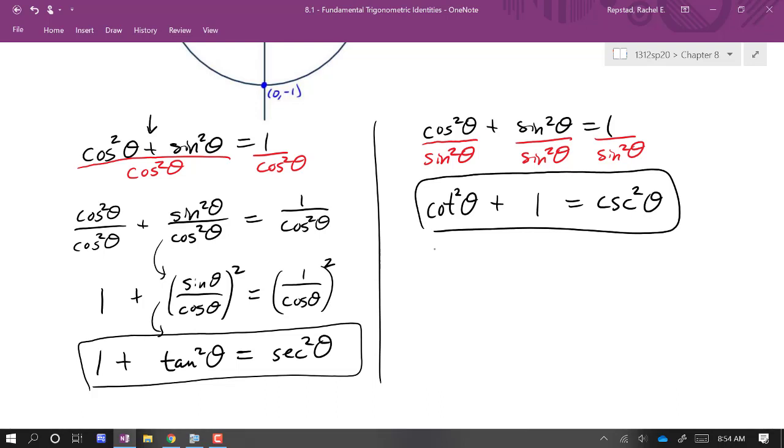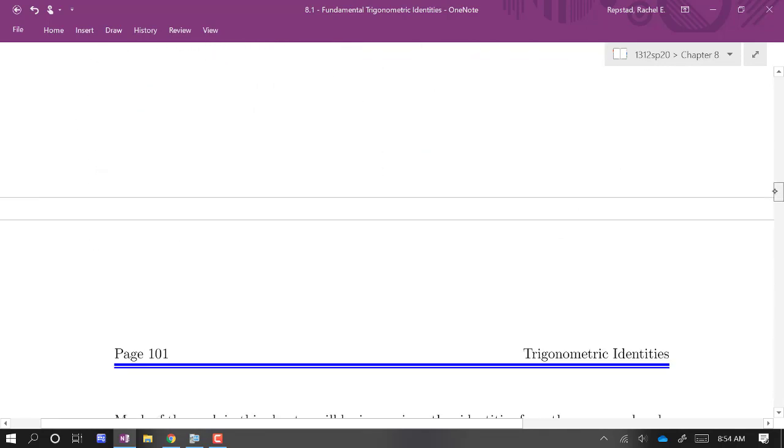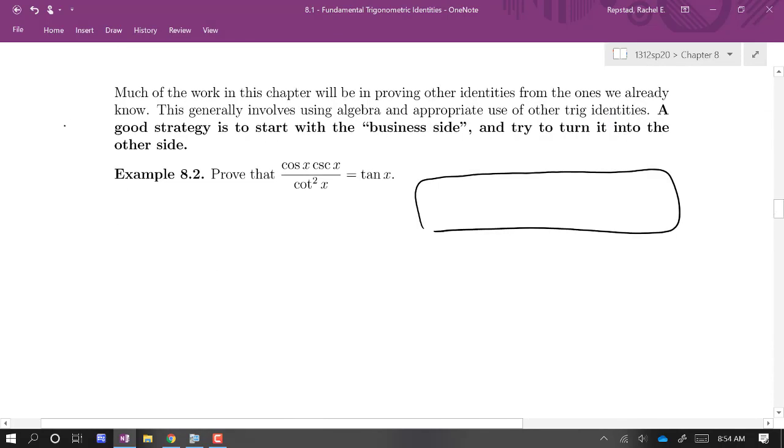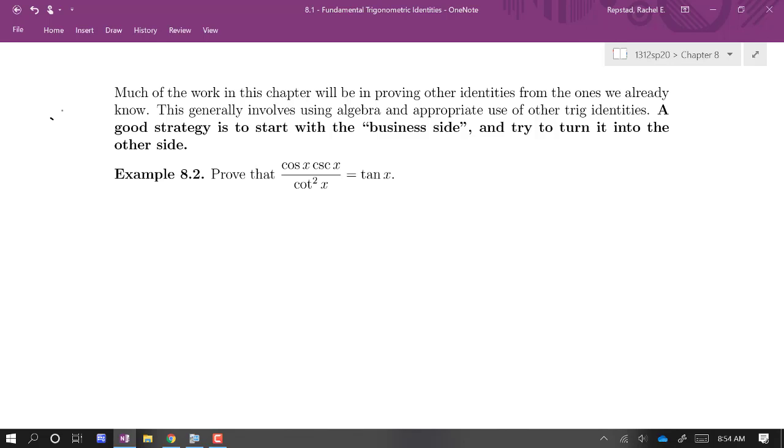So we have these basic identities. We're going to learn more identities as we progress through the chapter. But what I want to do now is spend some time on the bulk of our work in this chapter, which is where we take what we already know, using the identities that we have, and use them to prove another identity, to prove that something else is true.